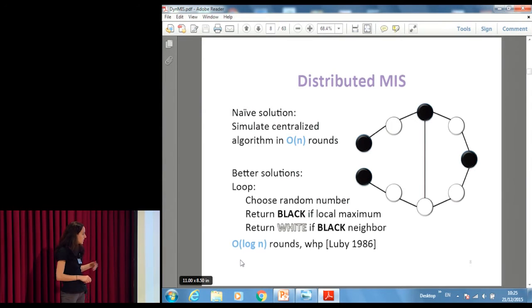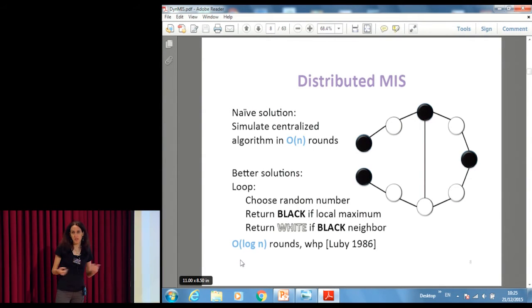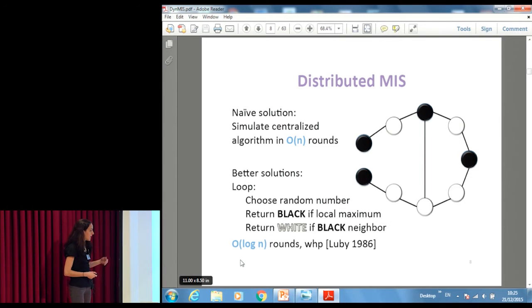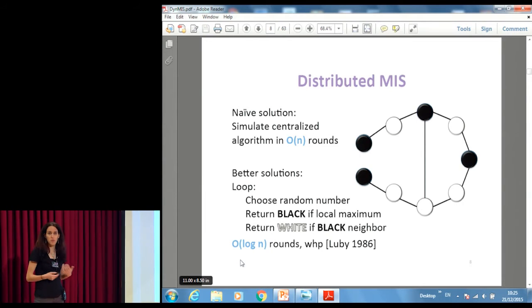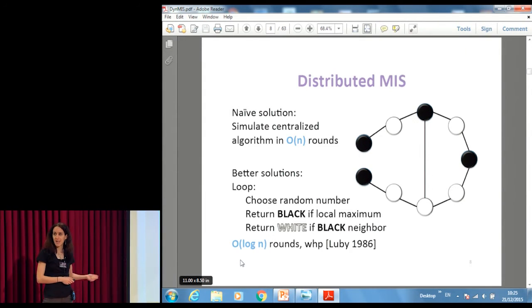And then the only thing that happens here is that I might not finish after one iteration of this, right? I can have a sequence of nodes that each one has a higher random number, and then none of them is a local maximum, okay? So I just need to iterate over this a few times, and it can be shown, I'm not going to show, that with high probability, in each one of these iterations, I take a constant fraction of the edges out of the graph. Okay, so the graph, in some sense, shrinks by a constant factor. So I only need a logarithmic number of rounds to complete.